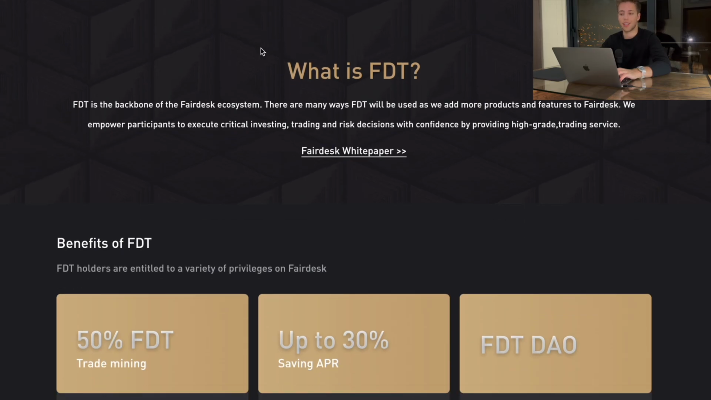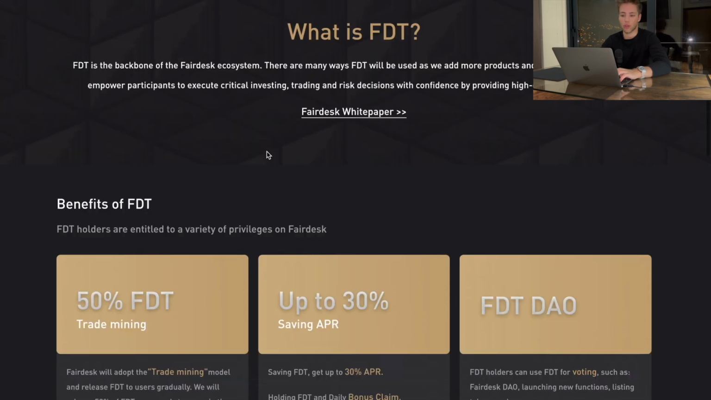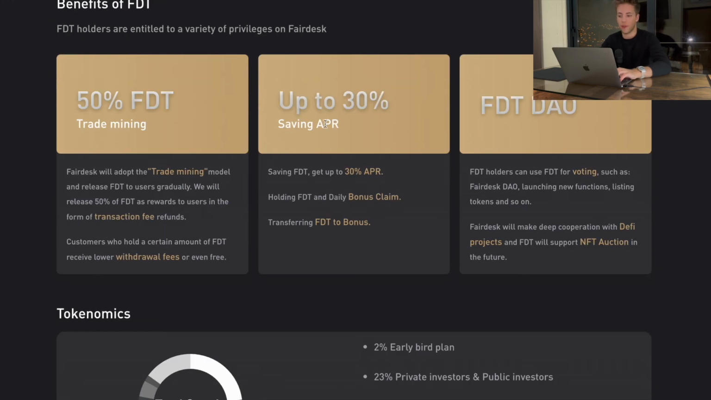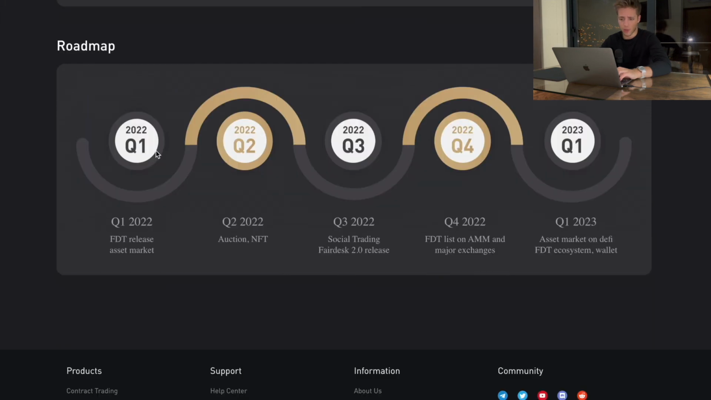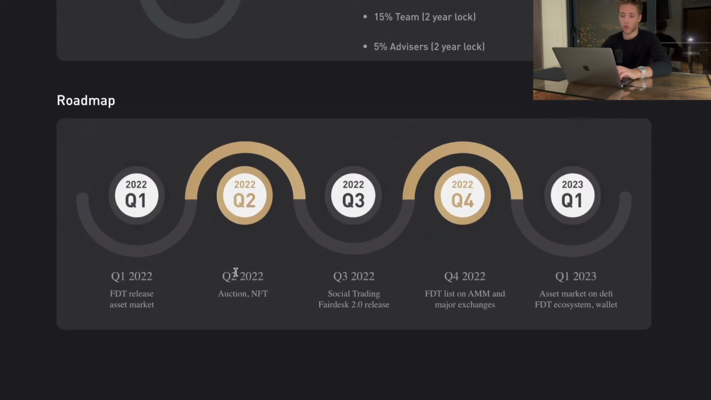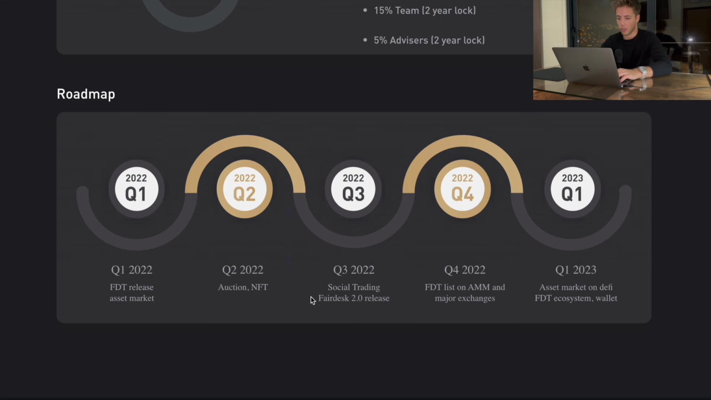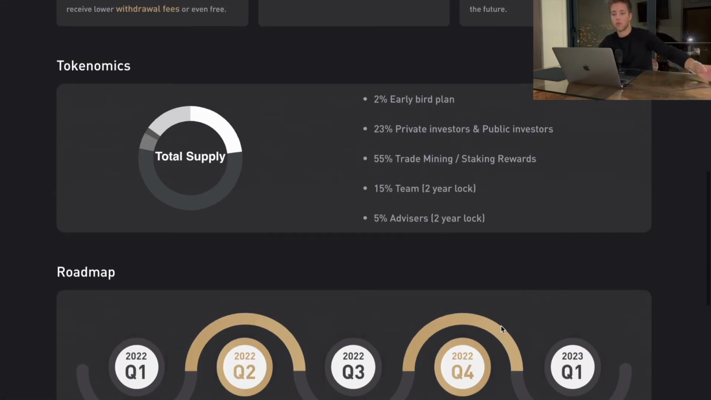So what we can see is that they've also launched their new token, right? So there's up to 30% saving APR. They have their DAO, and there's 50% FDT trade mining, right? So here's the roadmap, and like you can see, in Q2 2022 they've planned auctioned NFT, and in Q1 there's FTD release, asset market, Q3 social trading, Fairdesk 2.0 release. So we're gonna see how it goes.